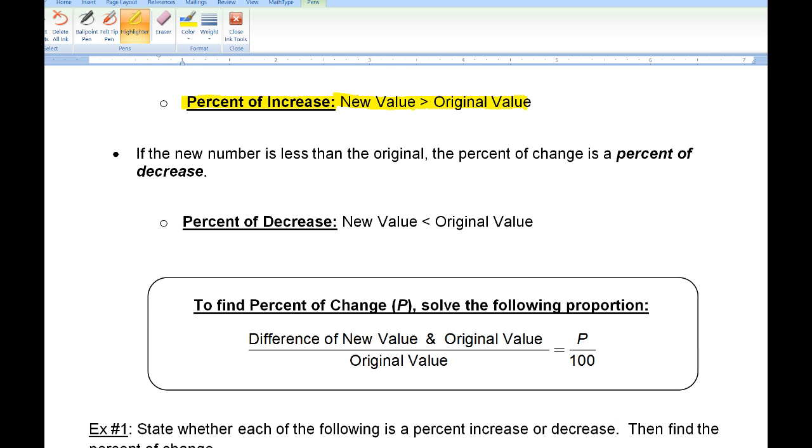Okay, so we have a formula for that. So how do you figure it out? That's the formula that we're going to look at.